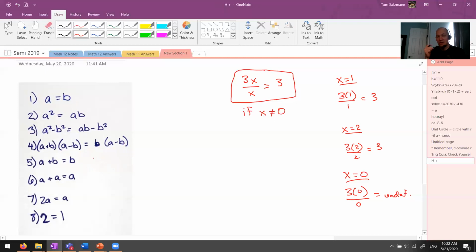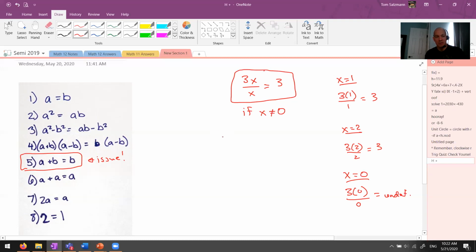So if you answered probably step 4 is not the problem. Step 5 would be the problem. There's nothing wrong with writing a minus b on both sides, but when you cross them out, this is the issue. So what we did is we illegally did something here.